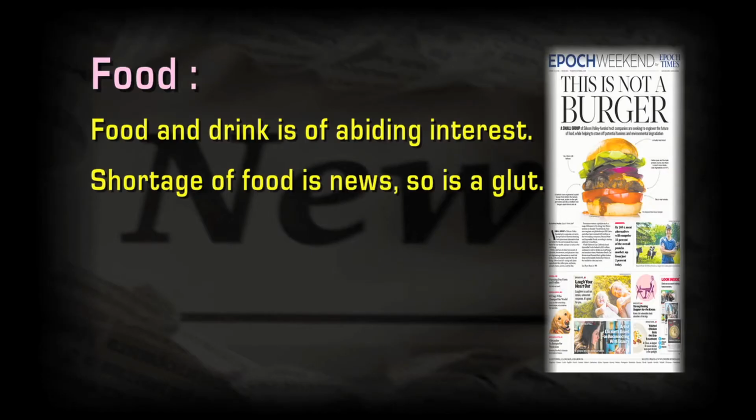Food. Next to weather, food and drink is of abiding interest. Shortage of food is news, so is a glut. Have the prices fallen? Are they going up? This increases the interest in food related news.